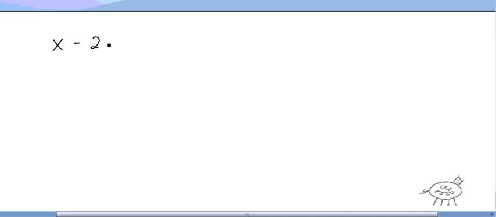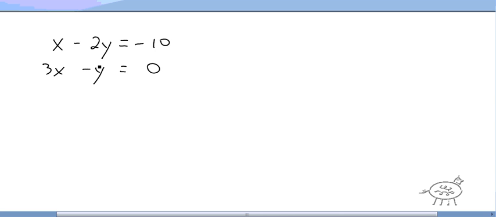x minus 2y equals negative 10, and 3x minus y equals 0. Okay, with the first two that I did, it was eliminated right away. We didn't have to do anything. I want you to understand we can't just eliminate because we don't have opposites.